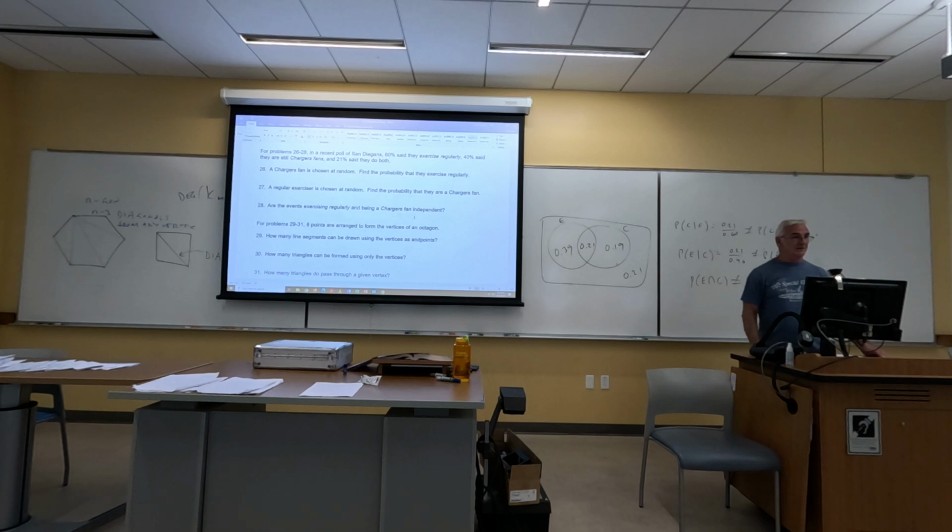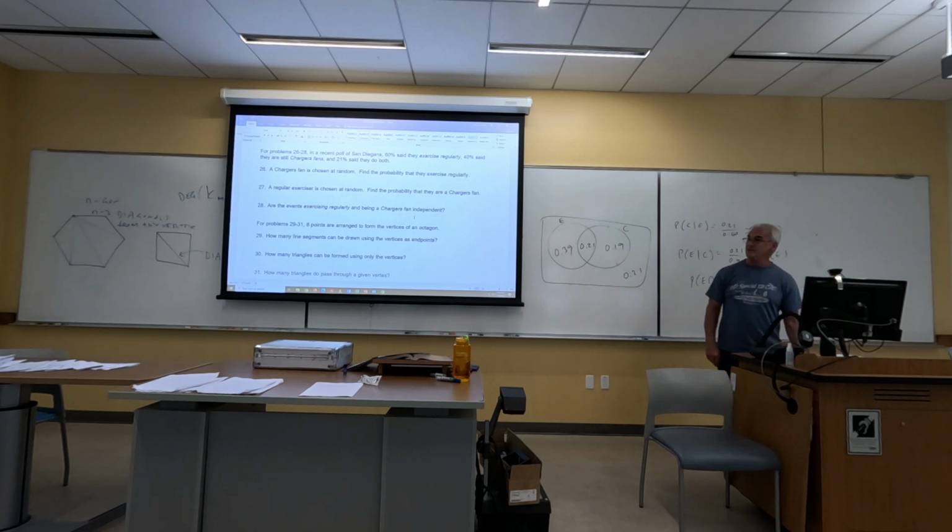Everybody understand that? So if the probability of the intersection had been 0.24 rather than 0.21, then all three of these would have been equals. And again, only one of them is needed to justify your result. Okay?